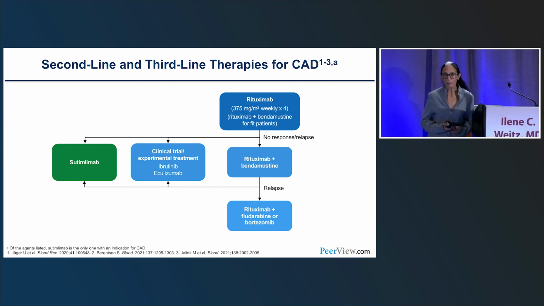Second and third line therapies: if they've received rituximab, or they've failed rituximab and bendamustine, or if they've relapsed, certainly you could consider a clinical trial for these patients, or you can place them on sutimlimab, which is approved, at least in the US, it's FDA approved.